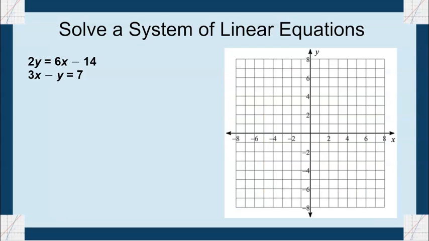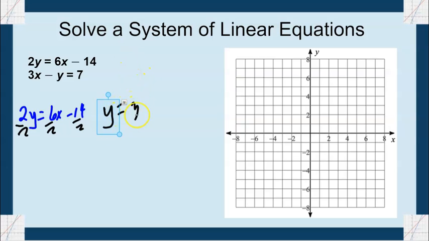So let's take a look at our first way of solving a system. This one we're going to solve by graphing. So we have 2y equaling 6x minus 14. To solve this one, I'm going to get y by itself. So I'm going to rewrite this: 2y equals 6x minus 14. If I get y by itself, I'm going to divide everything by 2, and then graph this one. I would have y equaling 3x minus 7.